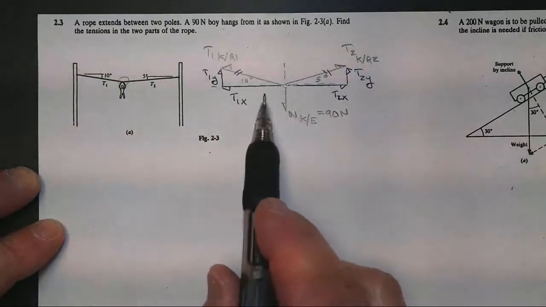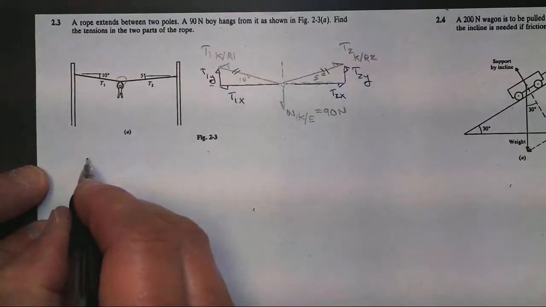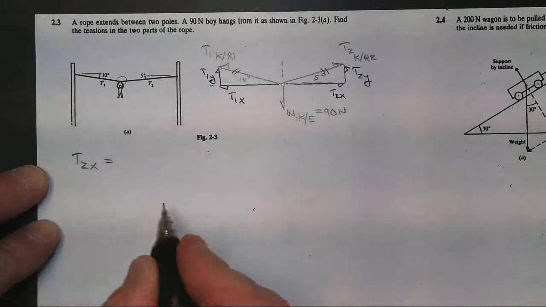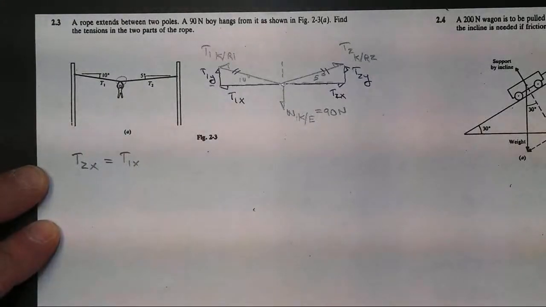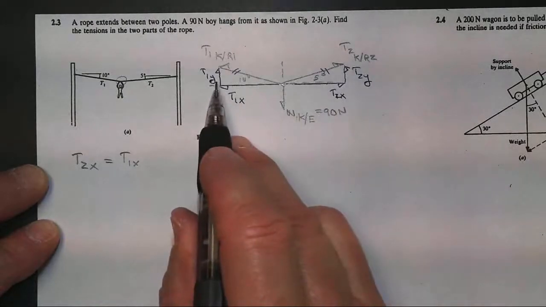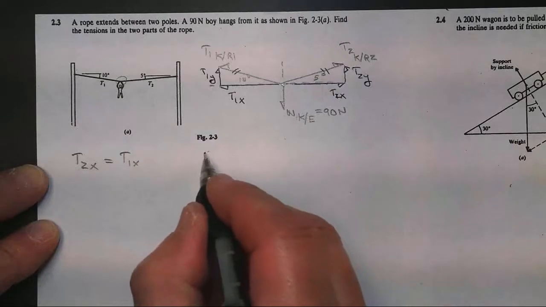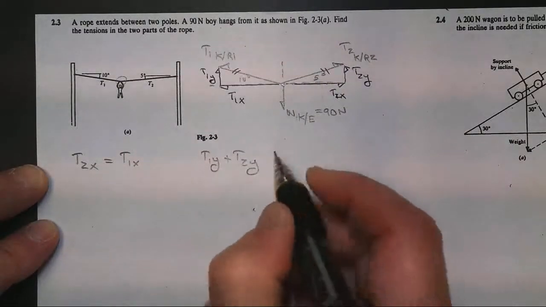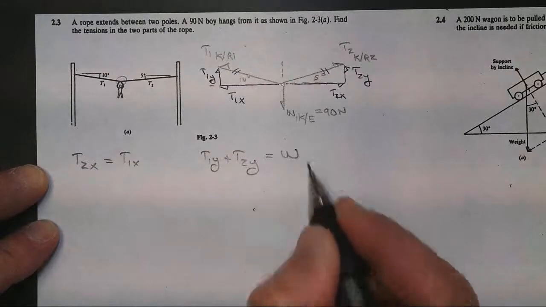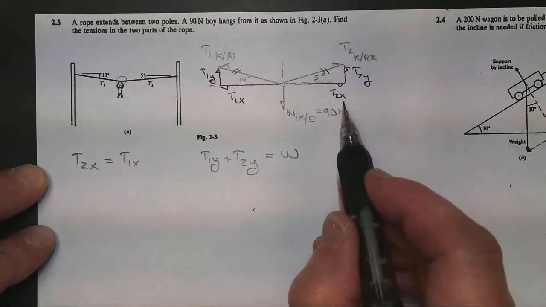Well, we can see that horizontally T2x will balance T1x, so writing that out, that's T2x equals T1x. And vertically we have T1y up plus T2y up balances the weight down, so that equation is T1y plus T2y equals the weight of the buoy. Okay, now let's expand this with the trig.